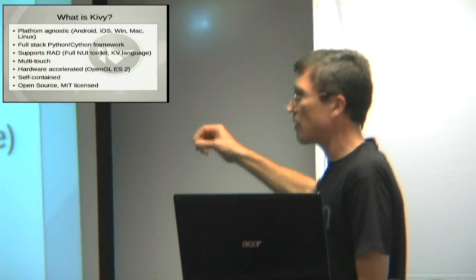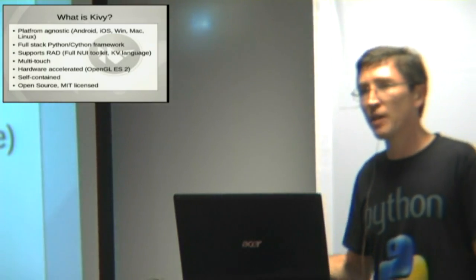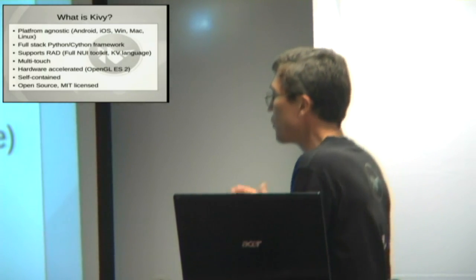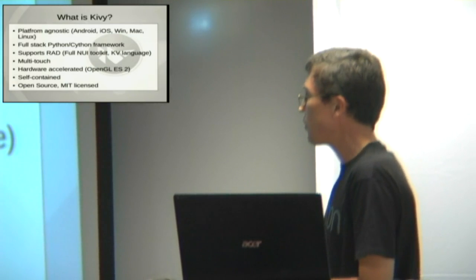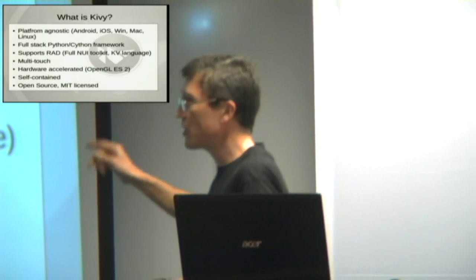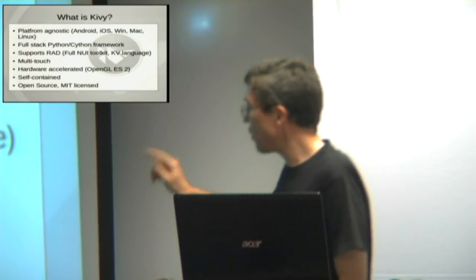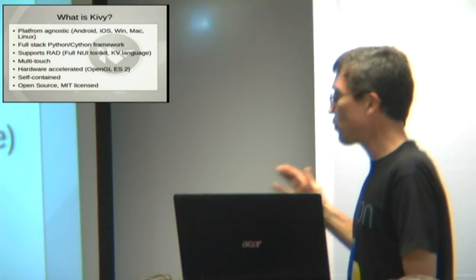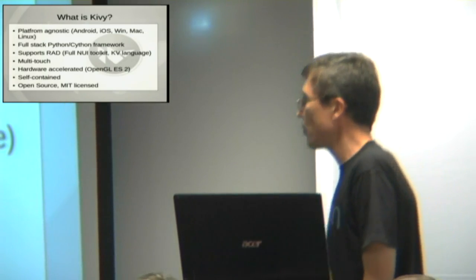It's also RAD. It's got its own language for declaratively defining your GUI. It's also quite nice because you can separate your concerns. You've got your GUI lying in KV, your logic lying in Python. It's multi-touch and a whole lot more, but I'll get into that later. It's hardware accelerated. It's fast. It's self-contained, and it's open source under the MIT license, so there are also no commercial restrictions.